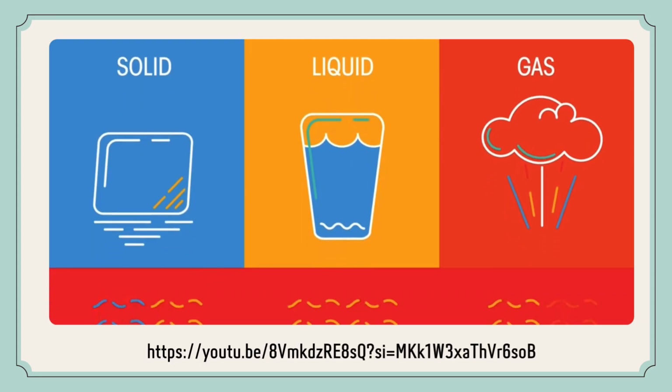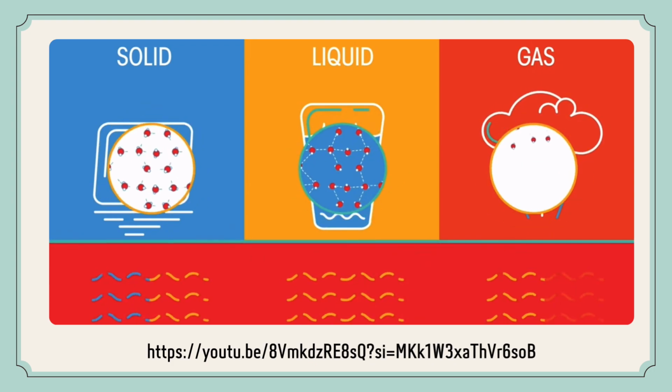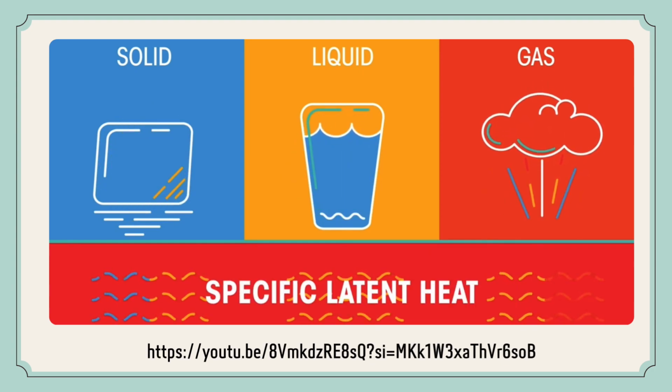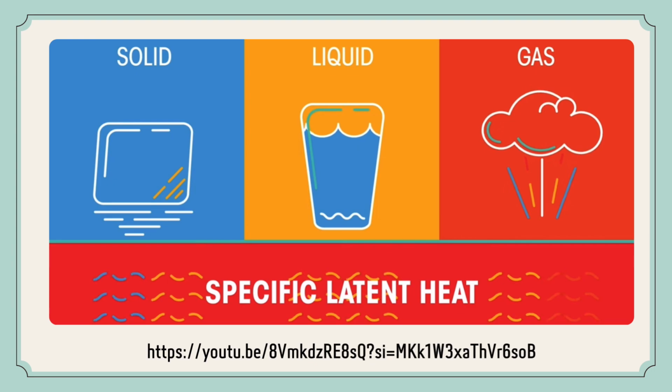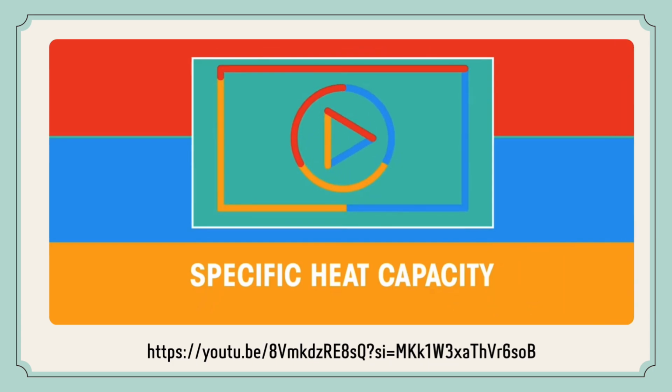...changes its state, heat energy is involved. The energy is not to heat up the substance, but to separate the molecules from each other. This is known as specific latent heat. Specific latent heat should not be confused with specific heat capacity. Before watching this video, I recommend watching this one first.